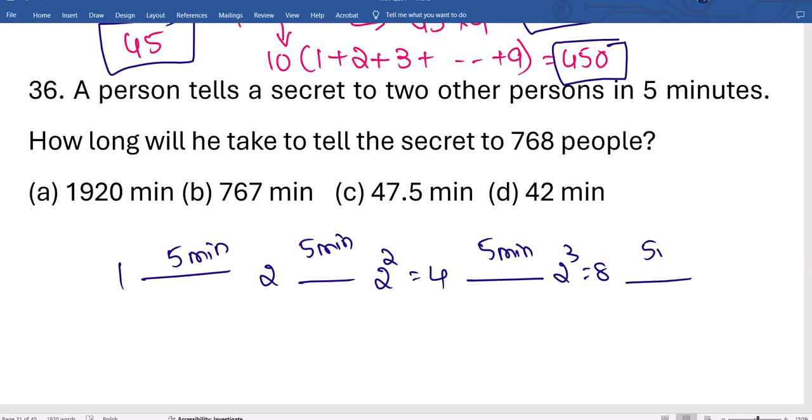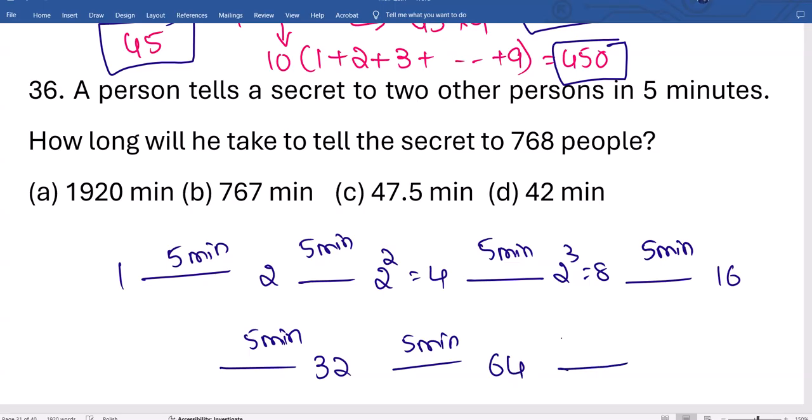Next 5 minutes it will become 16. Okay, already 20 minutes are gone. Next 5 minutes it will become 32. Next 5 minutes it will become 64. Next 5 minutes it will become 128. So far we are done with 35 minutes.